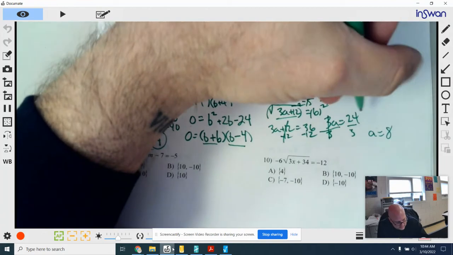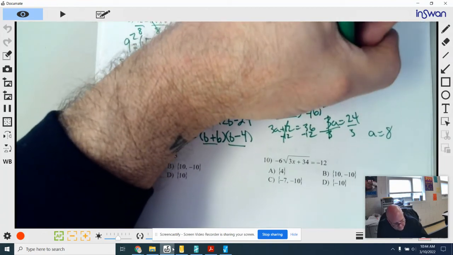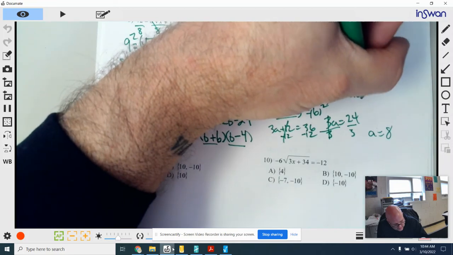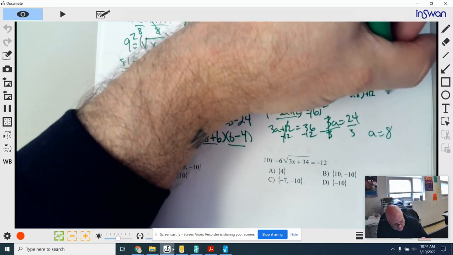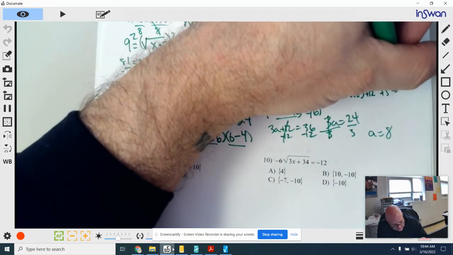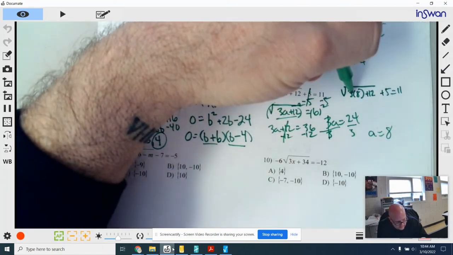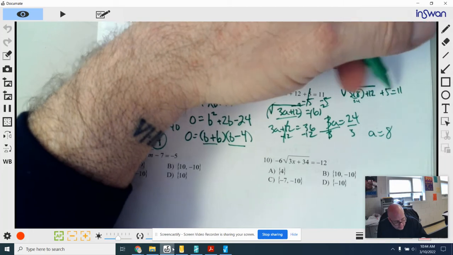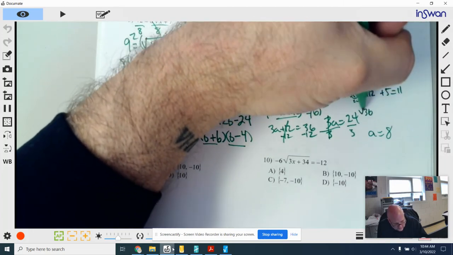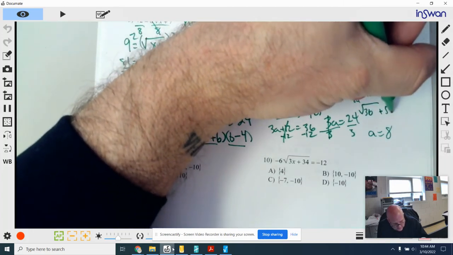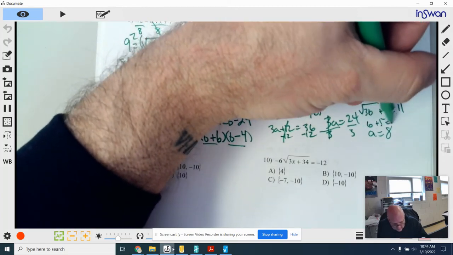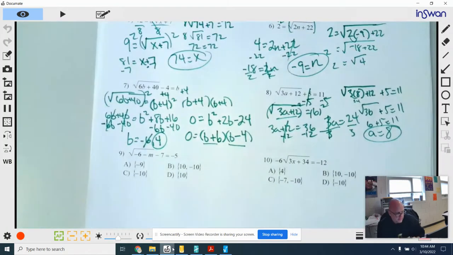Okay, so check this one out, see if it works. Square root of 3 times 8 plus 12, and then plus 5 equals 11. So that's 24. 24 plus 12, well, that's 36. Square root of 36 is 6. Plus 5, that does equal 11, so a is equal to 8.